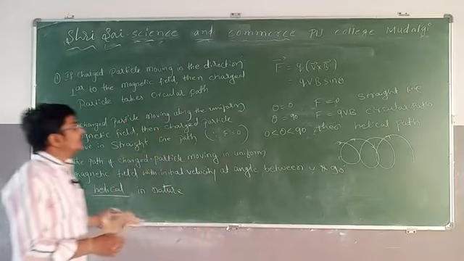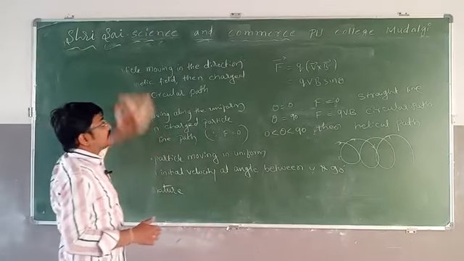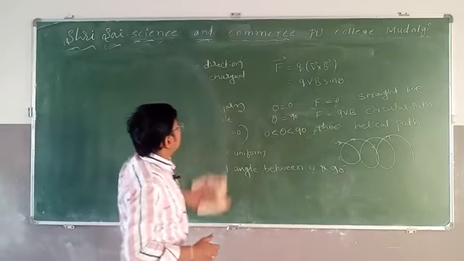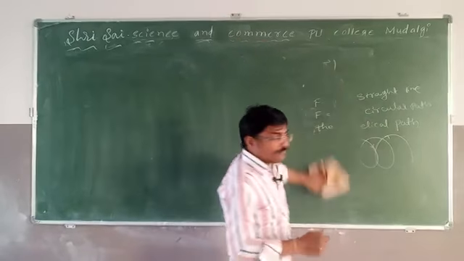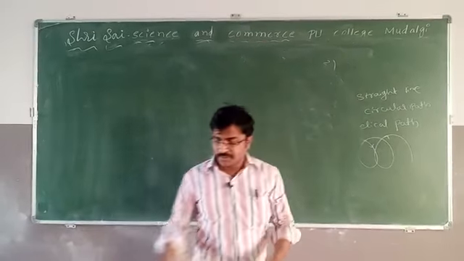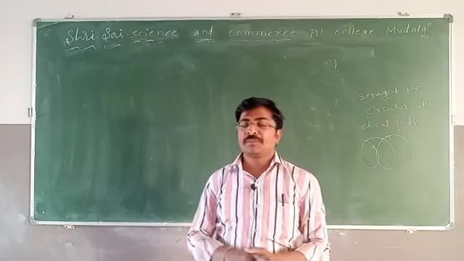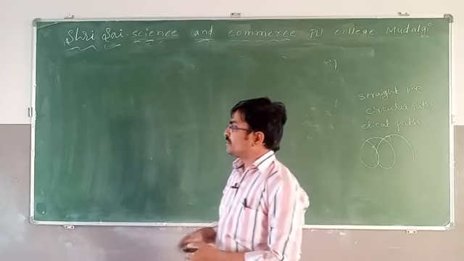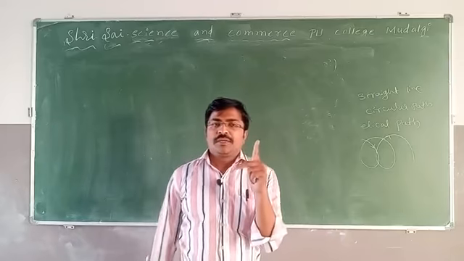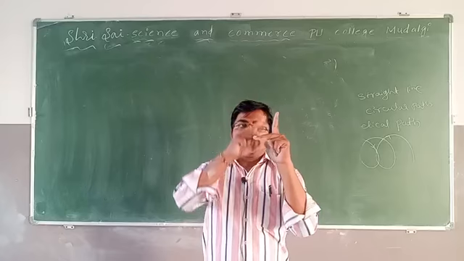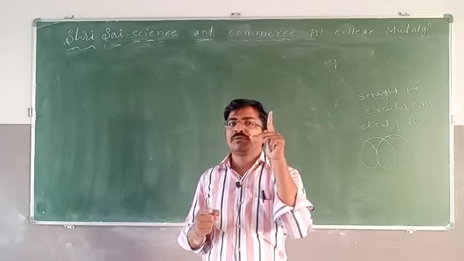Okay, next we must know what the direction of this magnetic force is. How can we define the magnetic force direction? To define this magnetic force direction, we use Fleming's left hand rule. Take your left hand, keep your forefinger, mid finger and thumb perpendicular to each other in this form.